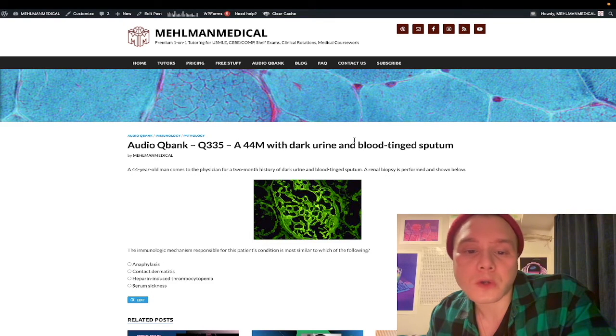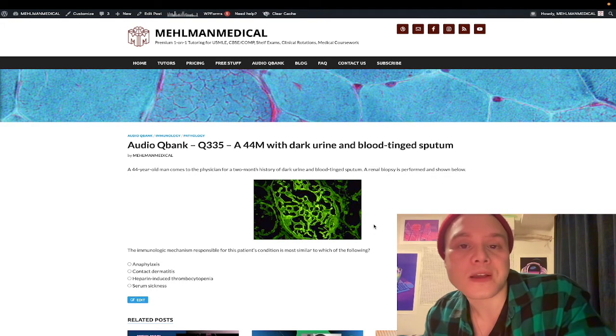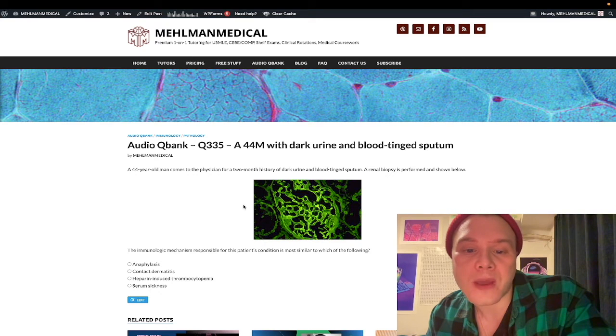Now, hopping into the question here. We have a 44-year-old man who has a 2-month history of dark urine and blood-tinged sputum, or dark urine being hematuria. Our renal biopsy is showing us linear immunofluorescence, characteristic of Goodpasture syndrome.